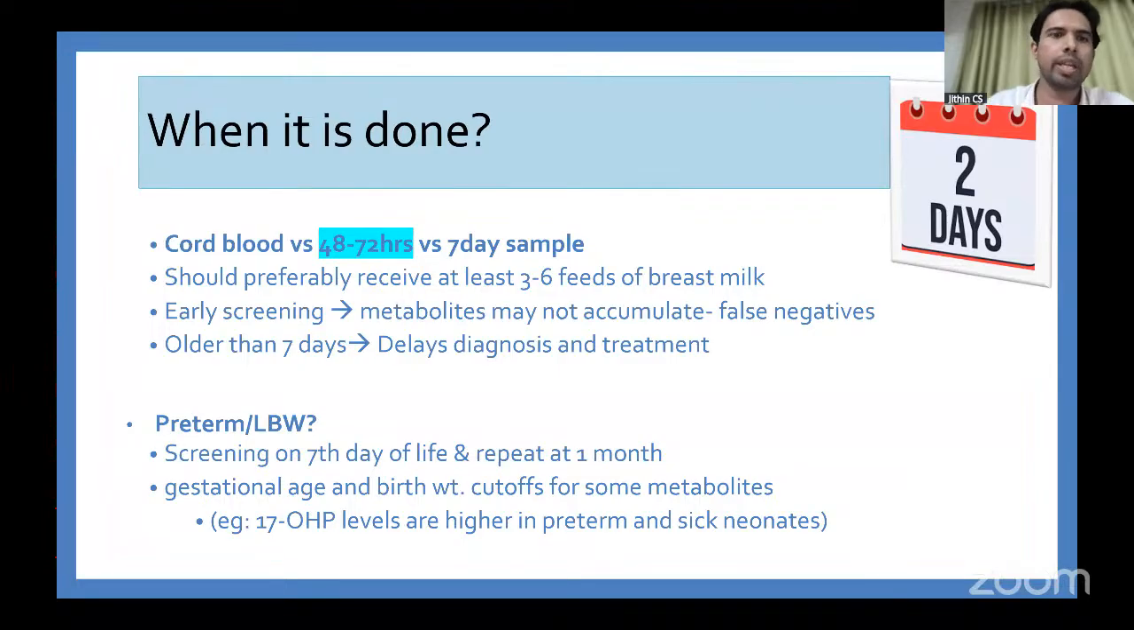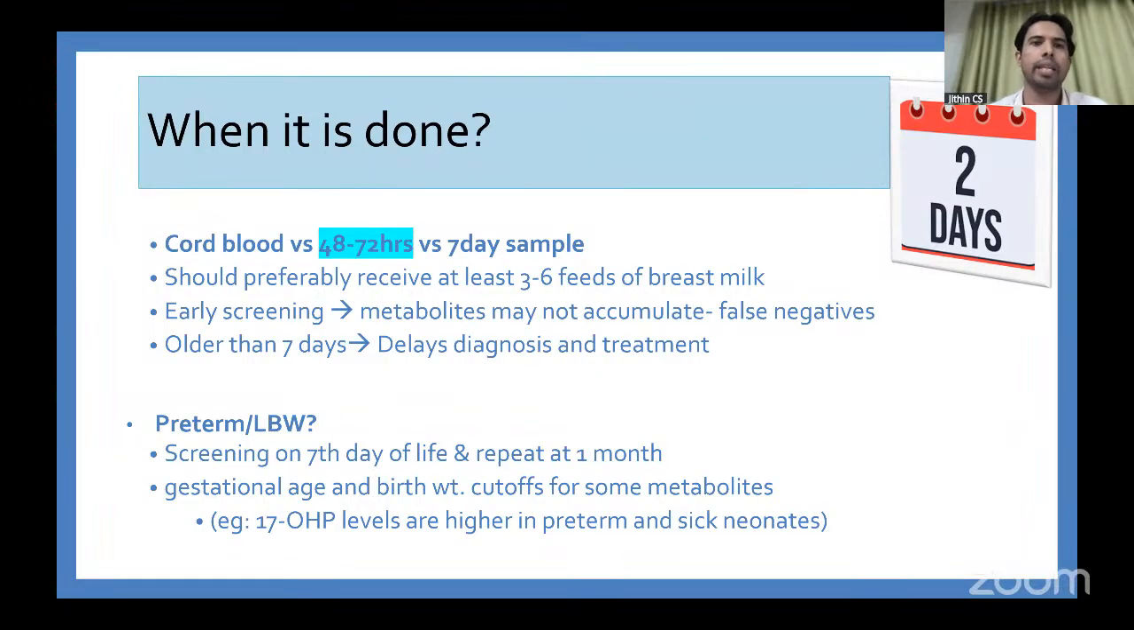So when is it usually done? The ideal screening time to collect the blood DBS for metabolic screen would be 48 to 72 hours, after 48 hours. So preferably after 72 hours. So why shouldn't it be cord blood? Cord blood should not be used because it takes about 3 to 6 feeds of breast milk for the metabolites to accumulate. So if cord blood is used, then some of the inborn errors of metabolism would be missed.